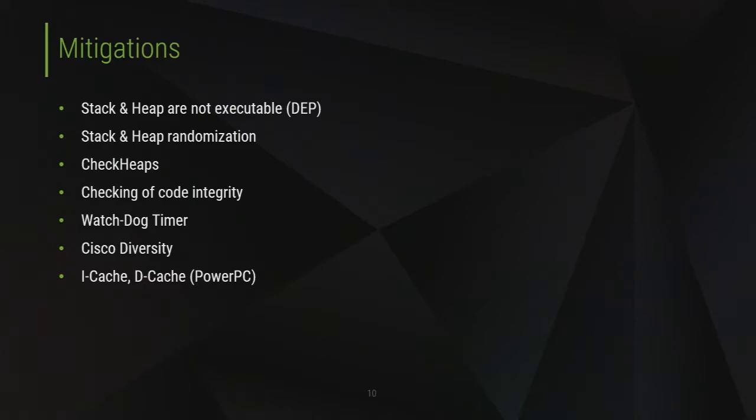Code integrity checking: it tries to prevent code modification. Watchdog timer: if your shellcode works for a long time, the watchdog timer will be triggered and will interrupt the exploited process. Cisco diversity: it hampers mass exploitation. iCache and dCache on PowerPC: they make it more difficult to modify code and to pass control to a data region.